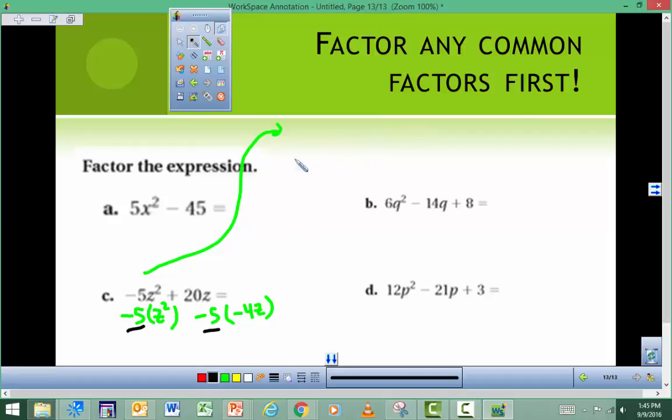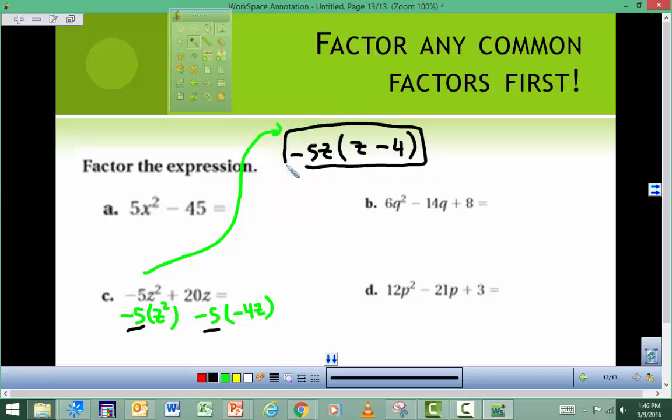So let's go back here. Negative 5z. And then what's left? We have z minus 4. Okay, and then we're done. There's nothing more to do here. So that one's factored. So, yeah, that's how we can do some of these.